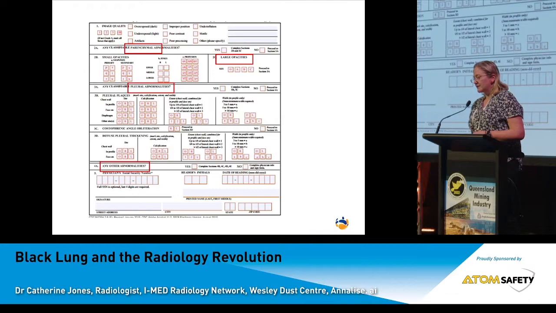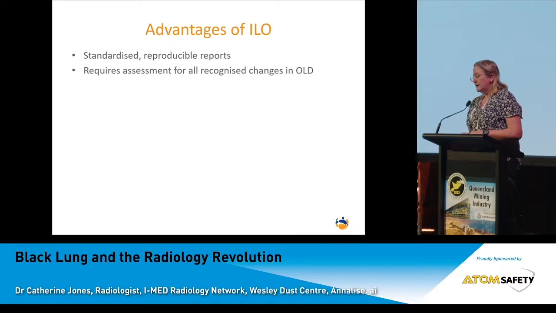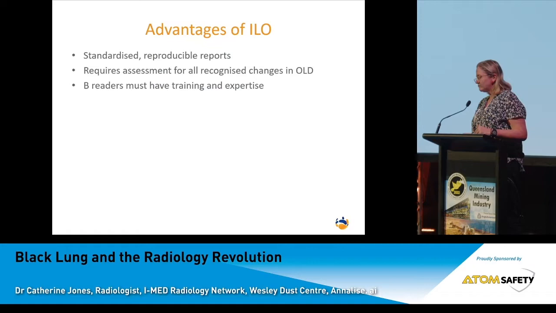There are some advantages of standardizing our reports. It means that I can look at a chest x-ray and somebody else who's been trained to look at the same classification system should give the same report. So it's very reproducible between different readers, which is an improvement. It means that I have to look at every single part of that chest x-ray for things that could be related to that dust exposure. So it makes me go through a system. It means that anyone who's a B reader, and a B reader is simply a radiologist who has demonstrated additional training and expertise in the use of this classification system, has gone through that process and has demonstrated it in an exam.